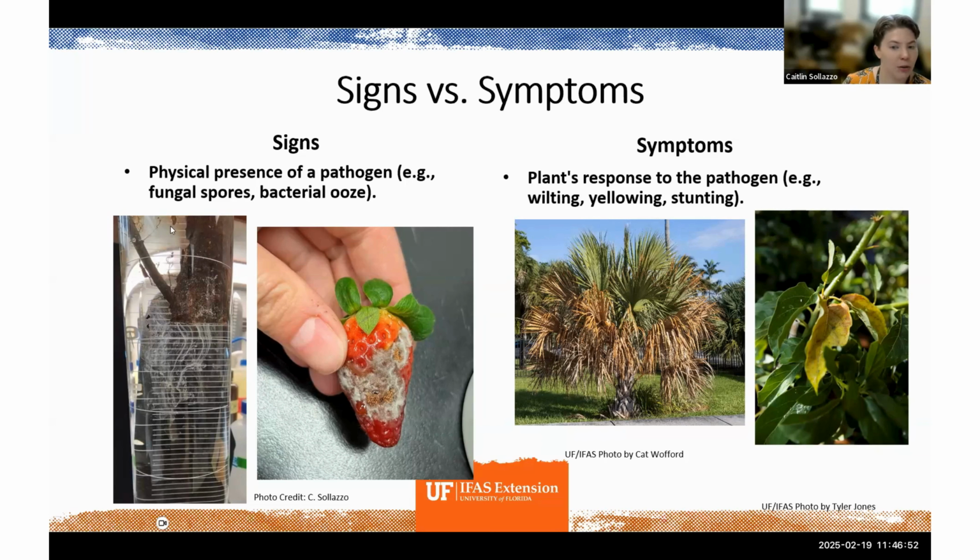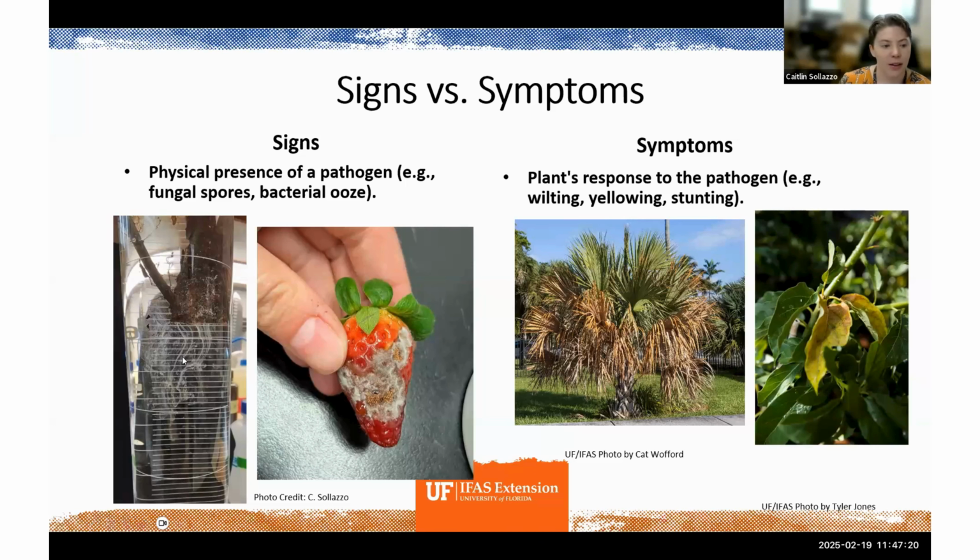In this picture, this is a blueberry stem. It's inside a graduated cylinder, and this white stuff that's just oozing out of it, this is actually the bacteria. So this is just giant masses of the bacteria oozing out of the stem. So this would be a sign because we can actually see the bacteria. Obviously, we can't see individual bacteria, but we know in here that's all bacteria with some of their exudates and stuff like that.